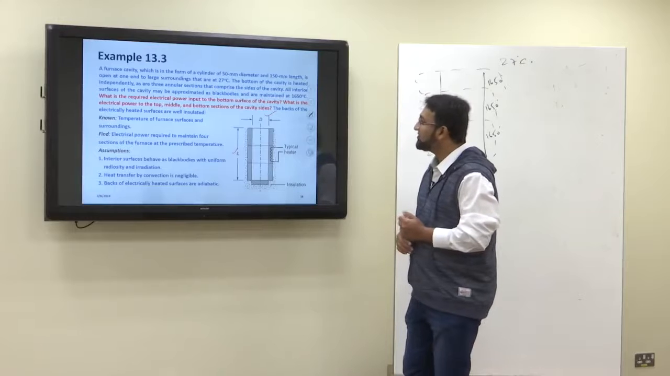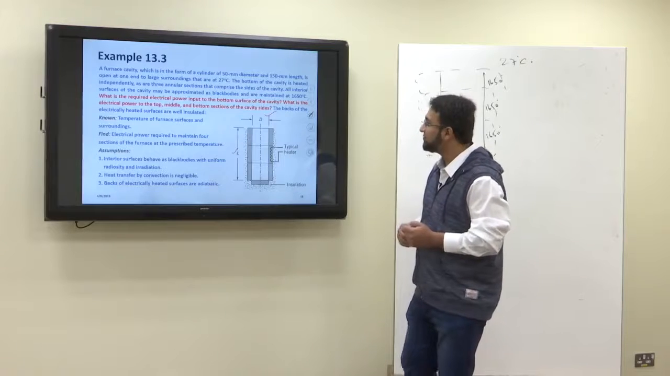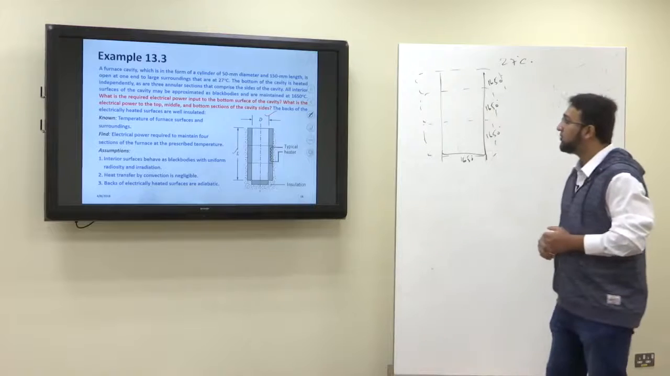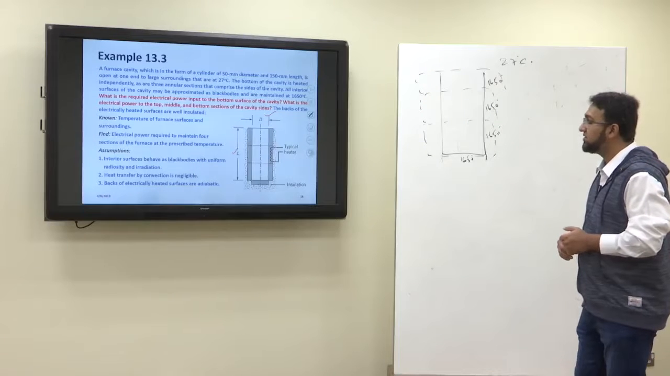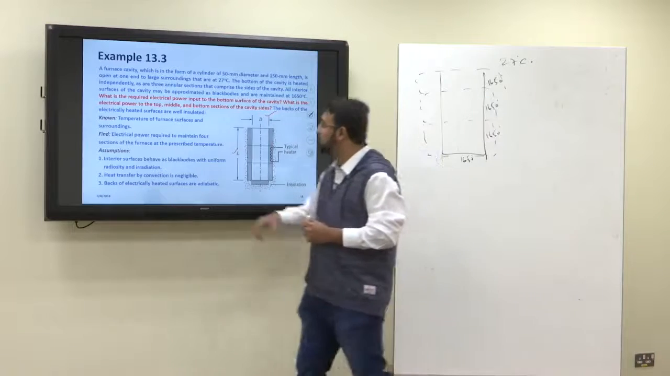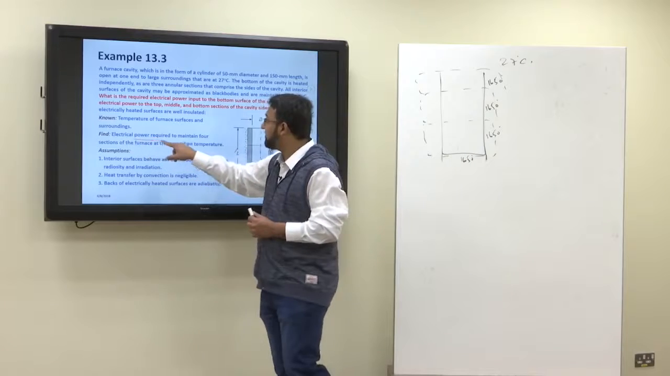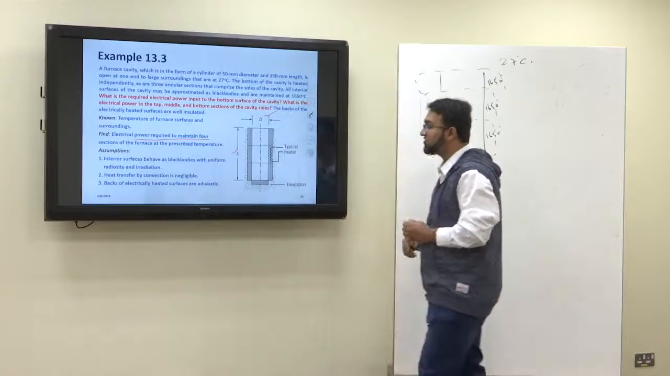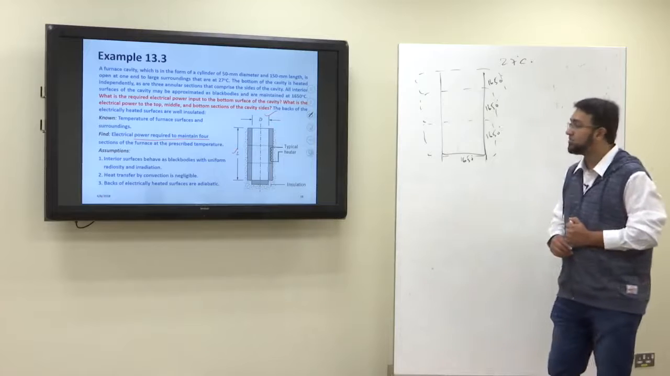What is the required electrical power input to the bottom surface of the cavity? What is the electric power to the top, middle, and bottom sections of the cavity sides, and the back of the electrical radiator? We need to find the electrical power required to maintain the four sections of the furnace at the prescribed temperature.